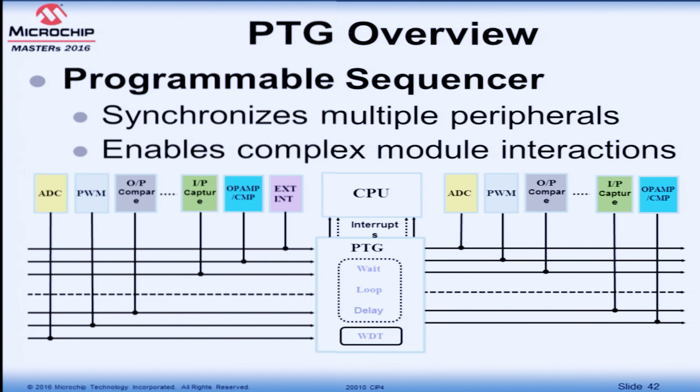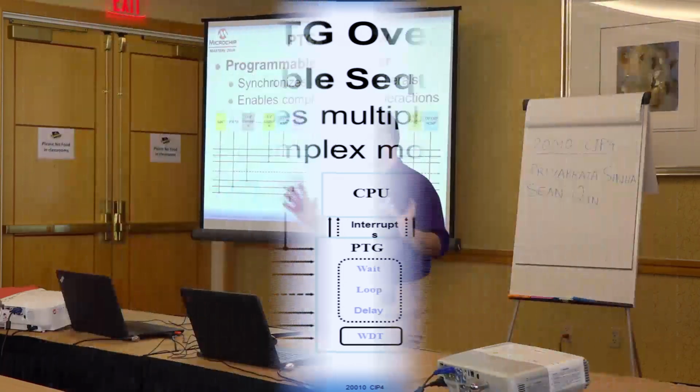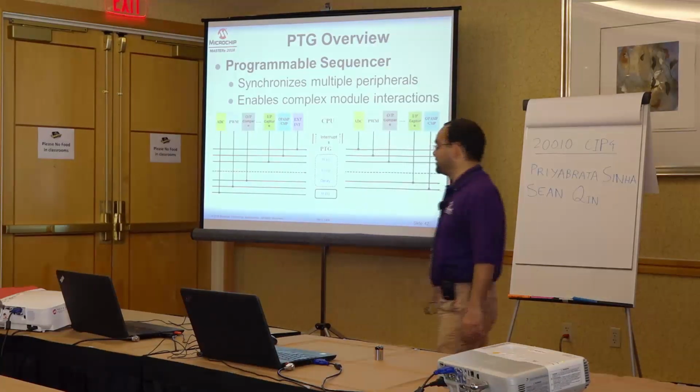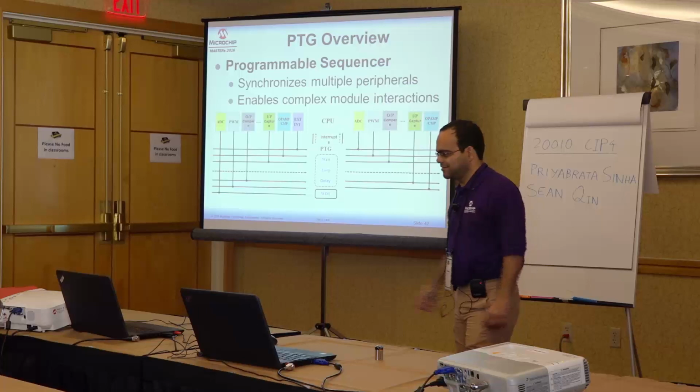So, what kind of steps can it execute? It can perform things like waiting for certain peripheral events, looping. So, you can execute a block of steps repeatedly. So, it supports loops, it supports delays. So, you can use the PTG module to insert some delays between different peripheral events. So, it is basically intended to synchronize or harmonize the operation of multiple peripherals and signals, or even event states in your application. It has an internal watchdog timer that we will look at in a little more detail.